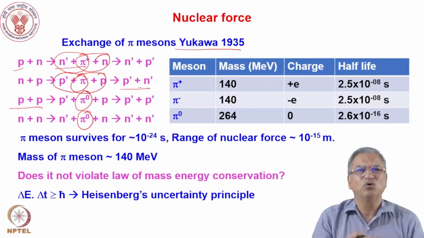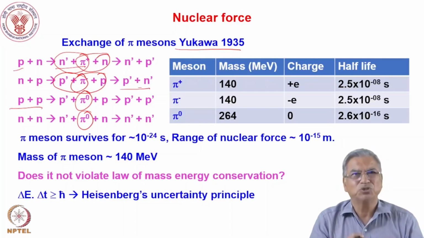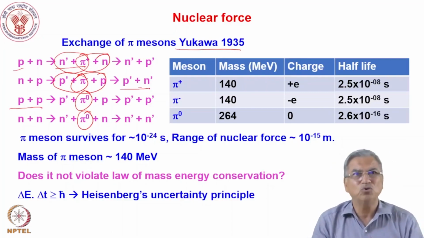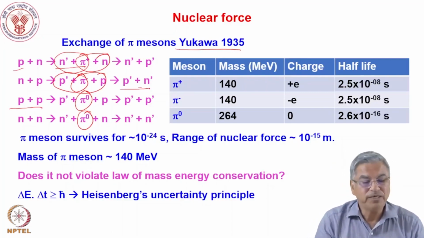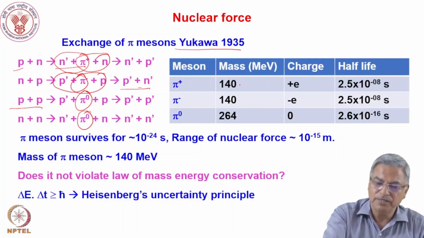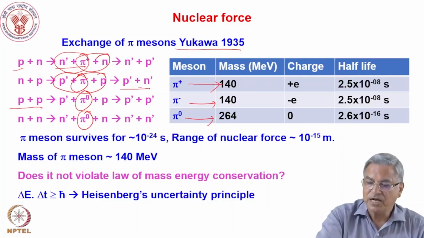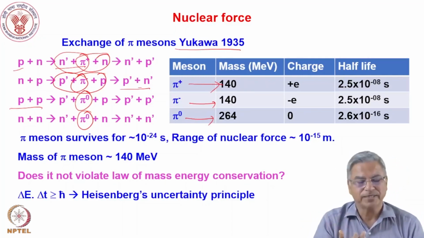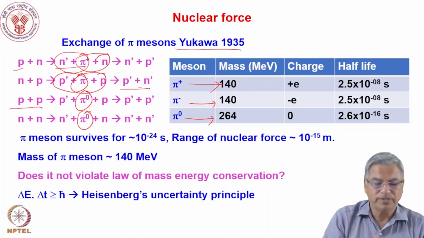A pair of nucleons will exchange a pi meson, and depending upon whether it is proton-neutron, neutron-proton or proton-proton, the charge of the pi meson will be different. The masses of these pi mesons are given here: pi plus meson, pi minus, and pi neutral, along with their charges and their half-life. They are very short half-life particles. They don't survive for a long time.